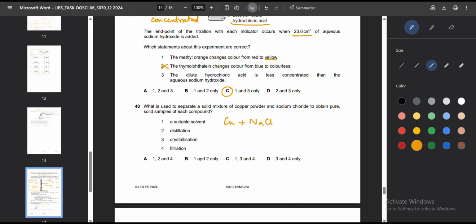Okay, so yes, you need, because you have to separate both of them. First point is that you have to select a suitable solvent to make one of these two dissolve in the solvent, and then you have to crystallize them and filter out the dissolved component. Okay, so which one is the correct option? The correct option is C, because 1, 3 and 4 are correct. There is no need to do any distillation.